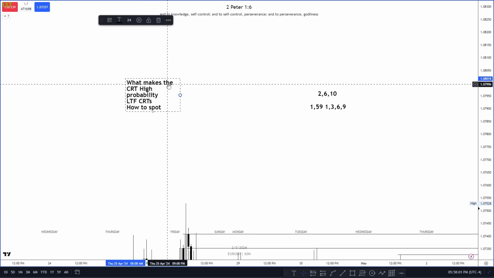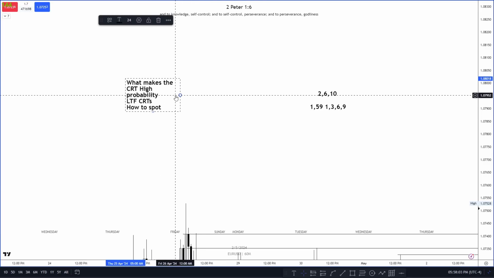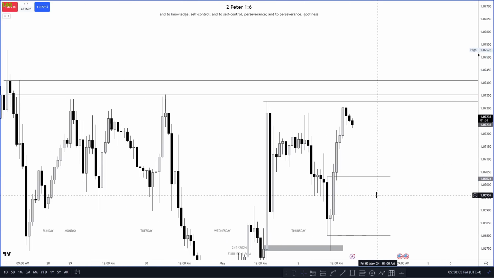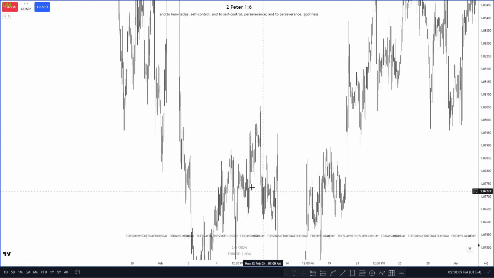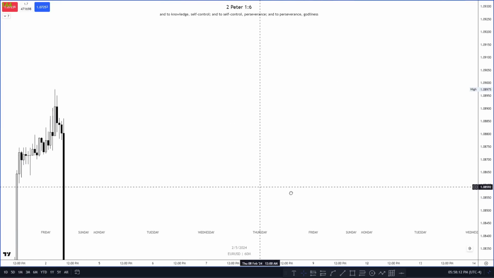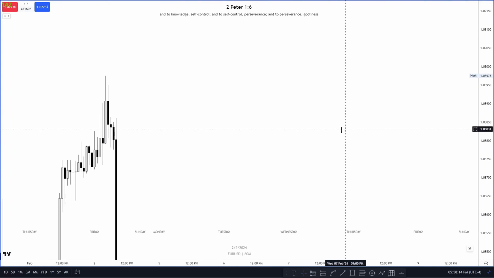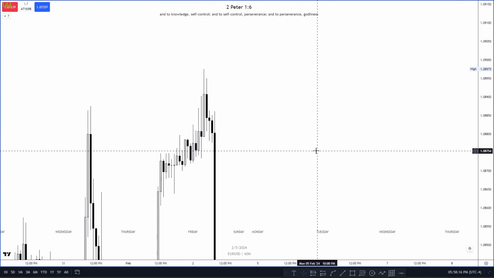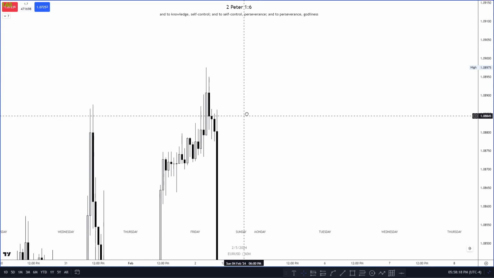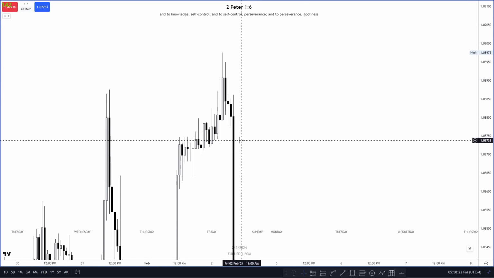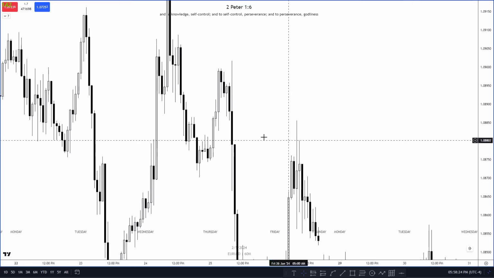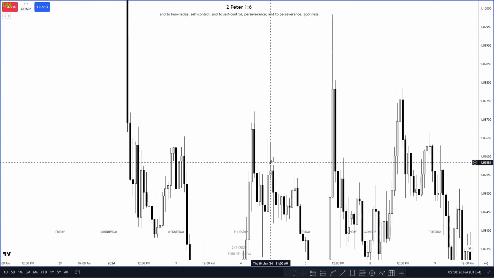I think I've gone over what makes the CRT high probability, stacking up those confluences. You can learn how to spot it soon. I'm going to try. Let me just see if I can pick something random. CRT right here. Perfect. So, where's our CRT? We have this one right here, but it distributes lower. I don't want to use that one. I think I actually used this one for the last video.